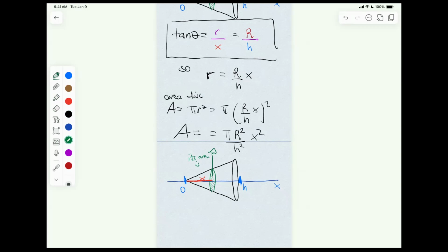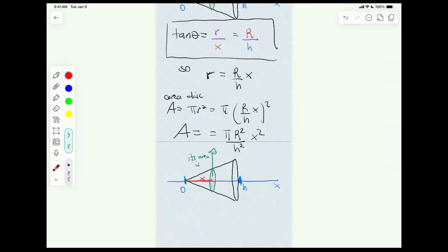Especially at the beginning, if you're not very confident in what you found, it makes sense to test it out in special cases to see whether it gives you something plausible. So what if you put x equals 0? Remember, x is the distance to the origin. If you put x equals 0, you're moving this disk towards the origin, and the disk shrinks. So it becomes a point. At x equals 0, the area is 0, and that makes sense because it's literally the vertex.